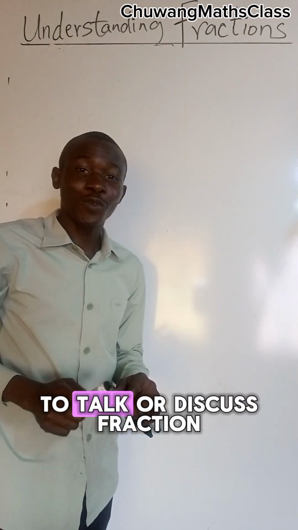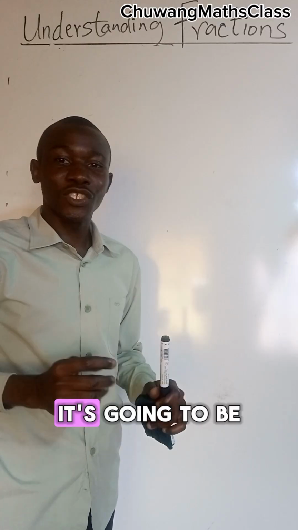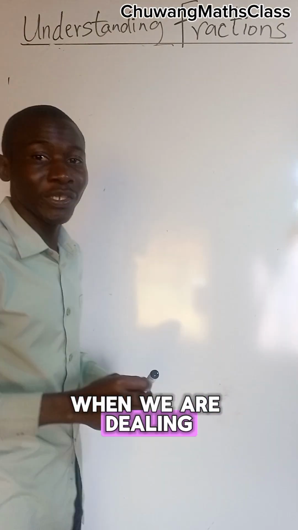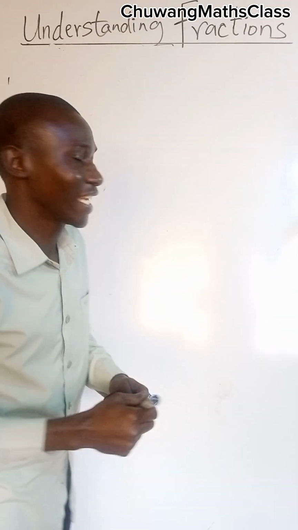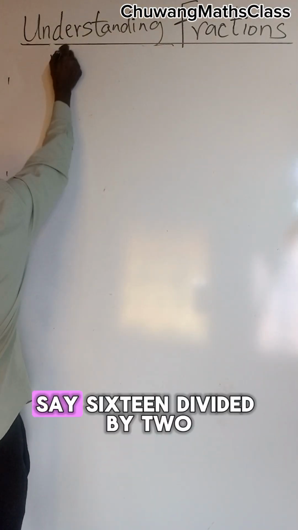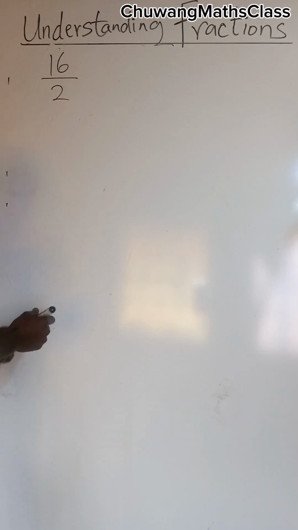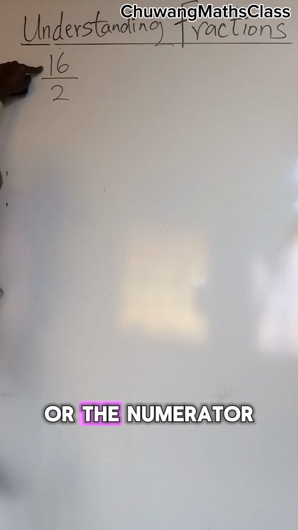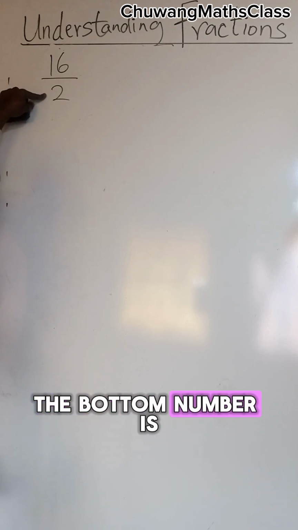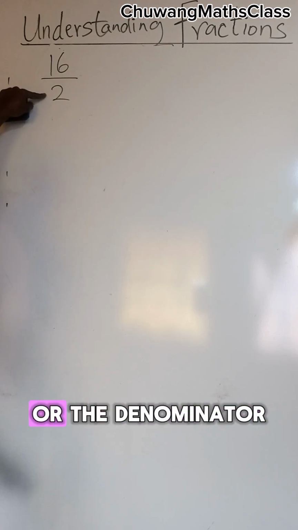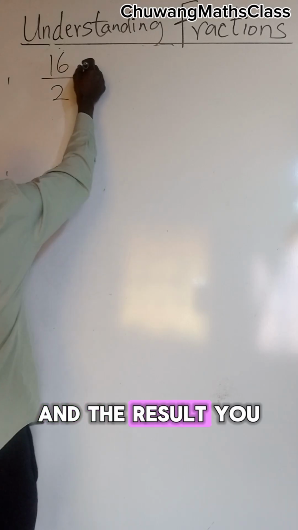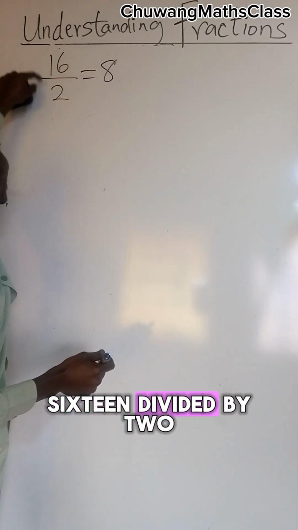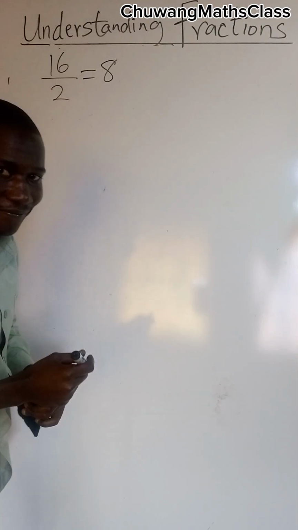Today we are going to discuss fractions. It's going to be more of an introduction. If you recall, when we were dealing with division of integers, I gave an example like this, say 16 divided by 2. The top number here is called the dividend or the numerator. The bottom number is called the divisor or the denominator. And the result you get when you divide is called the quotient. So here you see 16 divided by 2, you are having 8.